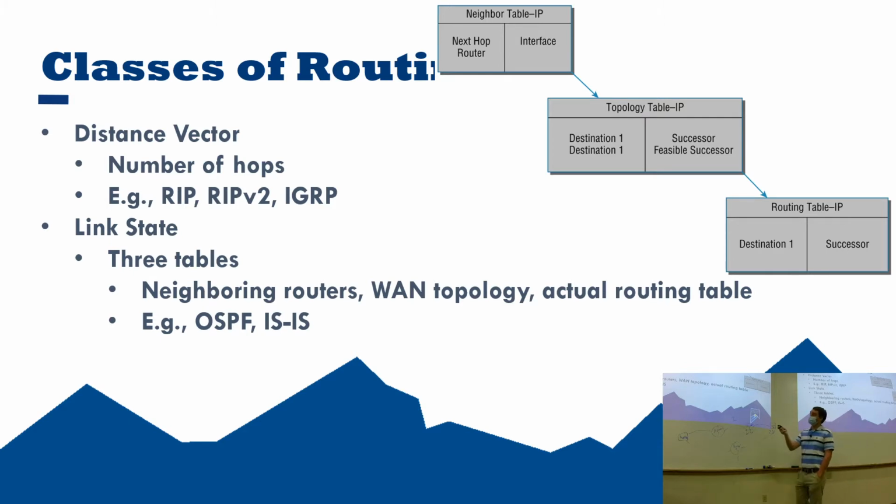So some examples of protocols that are distance vector: RIP, RIPv2, and IGRP, not to be confused with EIGRP. This is like an older version. The new one is, of course, Enhanced IGRP, so make sure you understand that.